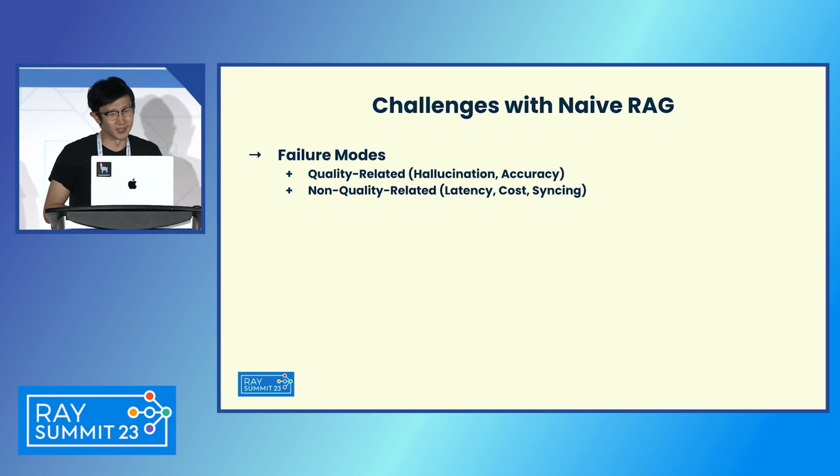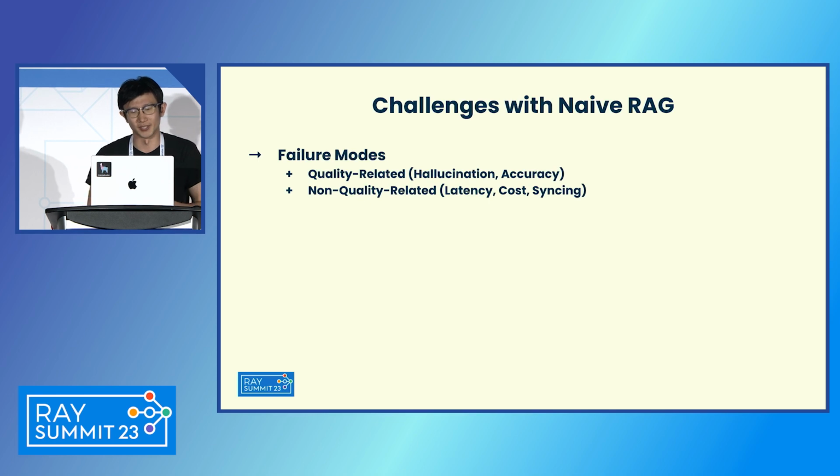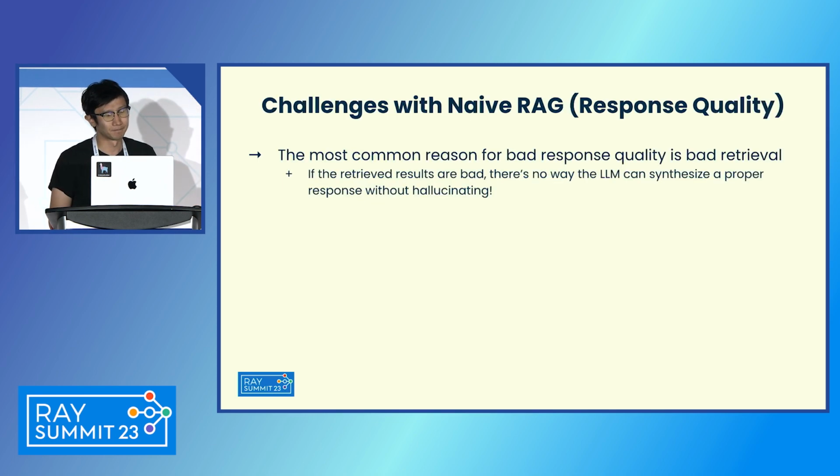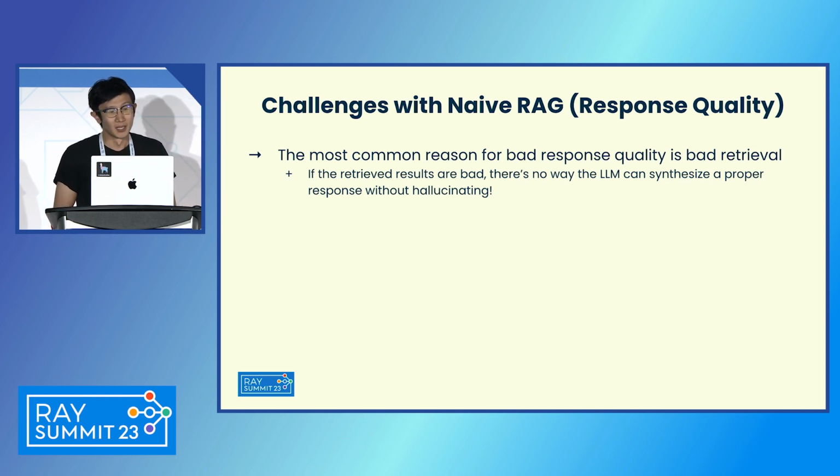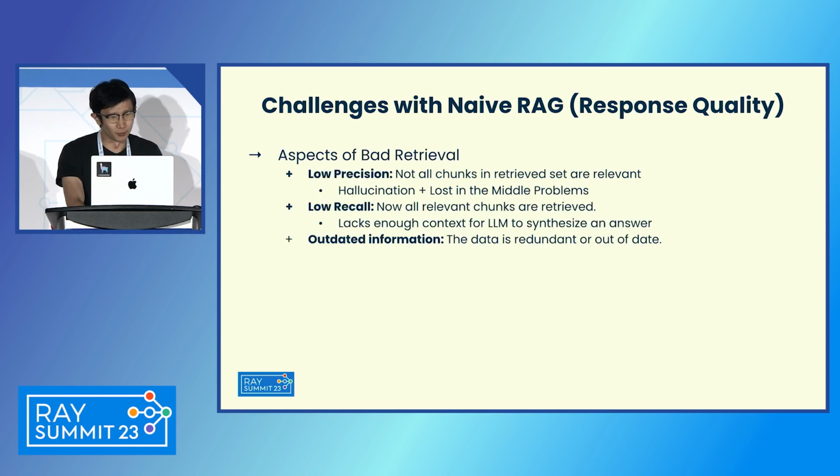There's quality-related stuff like hallucination and accuracy. And there's also stuff I would say is more non-quality related, like system-level considerations like latency, cost, and syncing. So from talking to a bunch of users who are building LLM apps over their data and RAG pipelines, the most common reason for bad response quality is bad retrieval. If the retrieved results are bad, there's just no way that the LLM can actually synthesize a proper response without hallucinating. And so digging into this a little bit more, what does bad retrieval really mean?